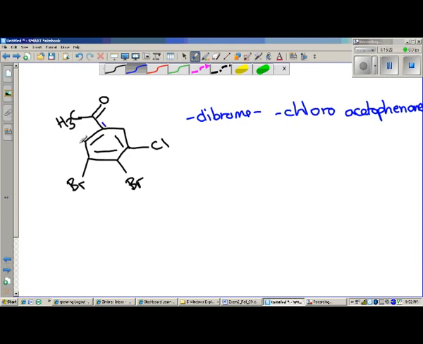We're going to number around potentially 2 different ways. The bromine comes first, so we'll number around to the left. 2, 3, 4, and 5. Because if we number around the other way, we'd have 3, 4, and 5, and so we'd put the lower numbers first. 3, 4, dibromo, 5, chloroacetophenone, and hopefully that makes a little bit of sense. At least I hope so.